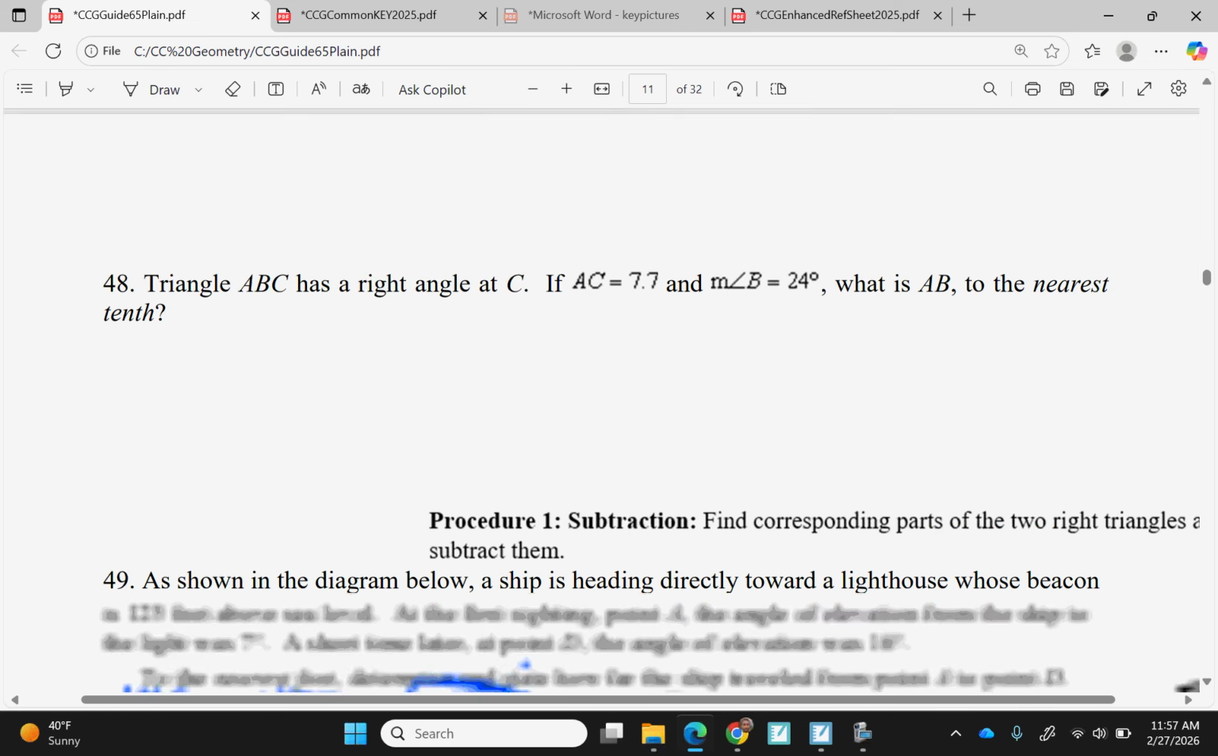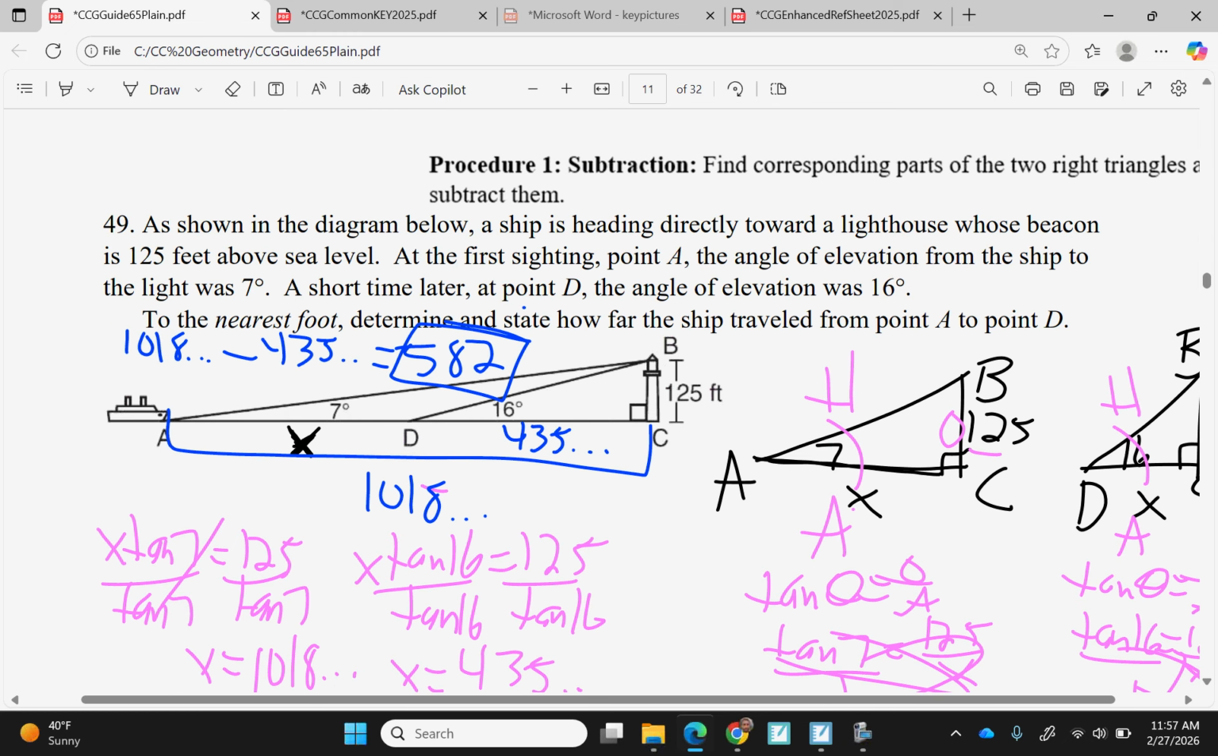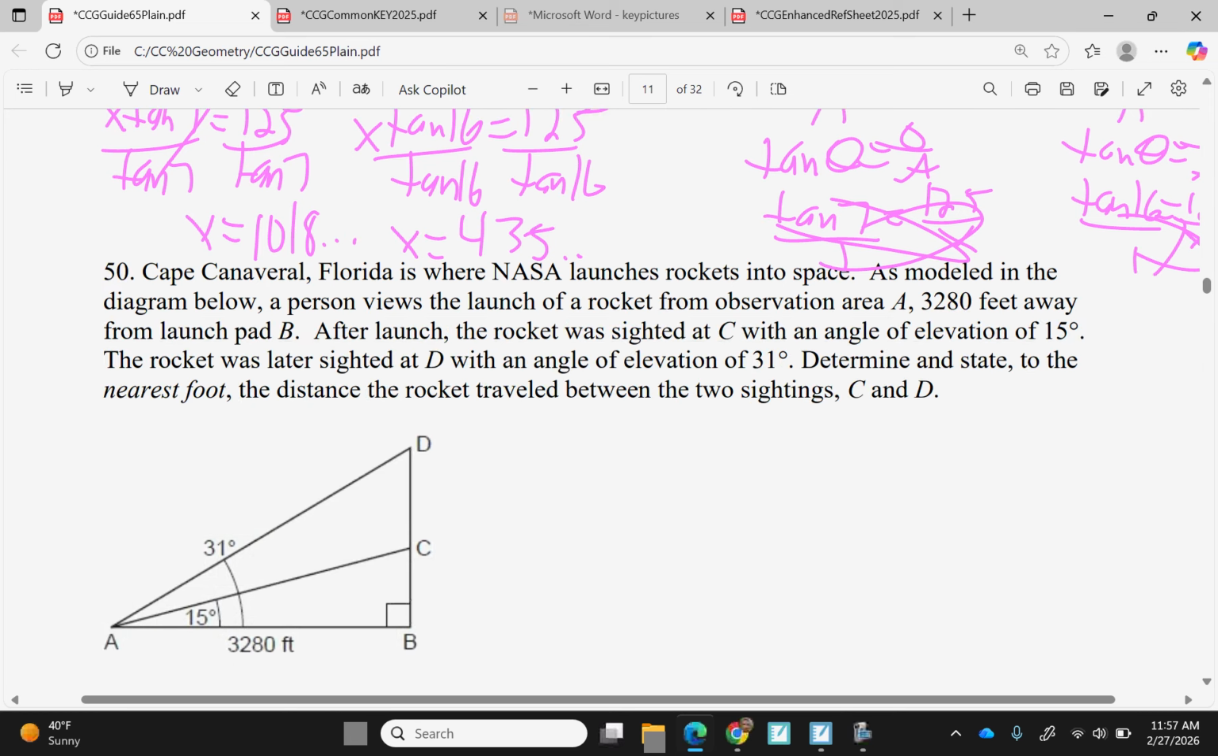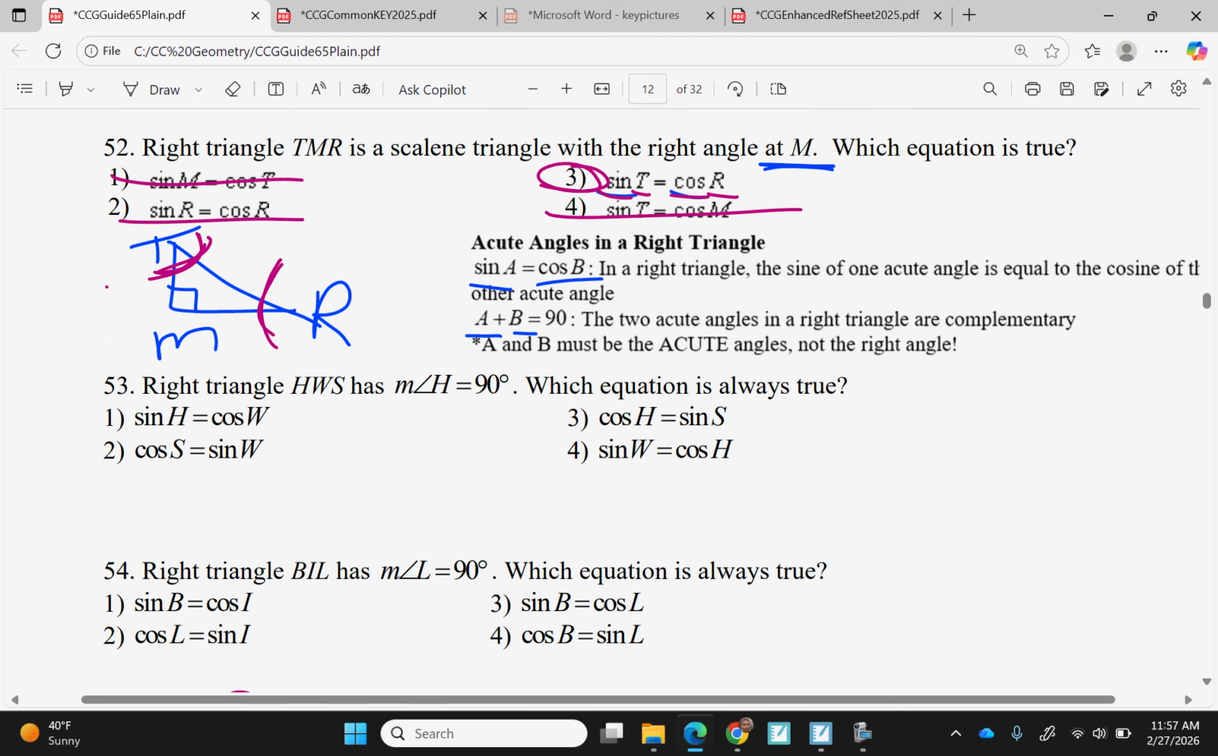When you see this picture, subtraction, draw the two right triangles. I want to find the bottom for each, using SOHCAHTOA, and then subtract them. Very commonly asked 4-point question.